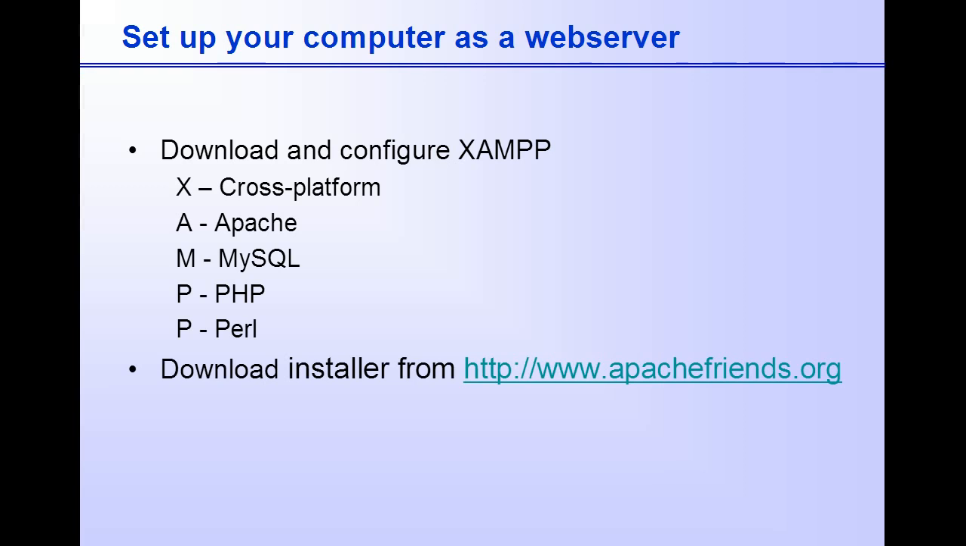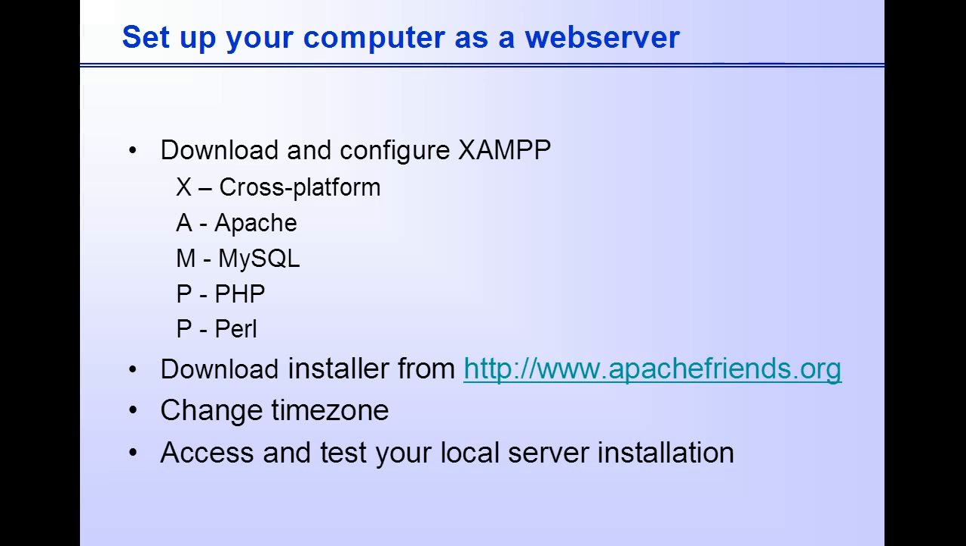We're going to download XAMPP from its website, apachefriends.org. We need to do a little bit of customization. We need to change the time zone so that it matches your location. And finally, we will access and test this server installation in your browser.